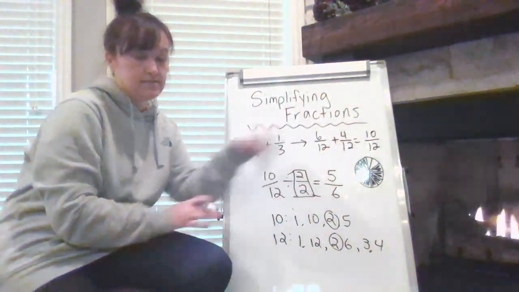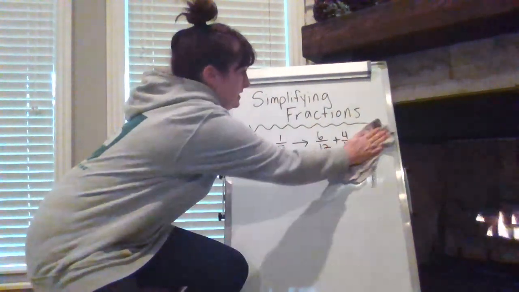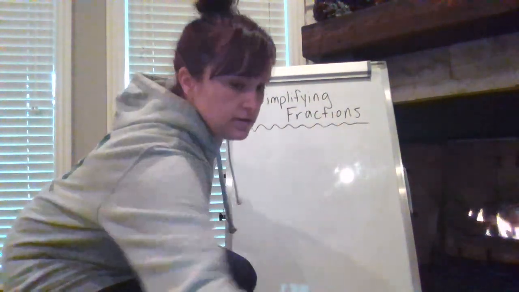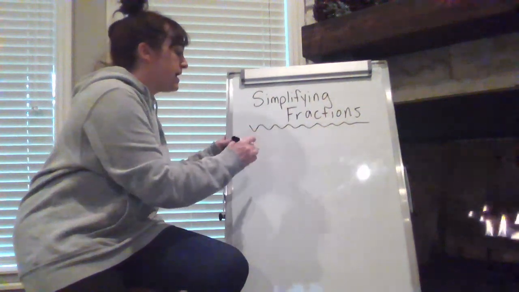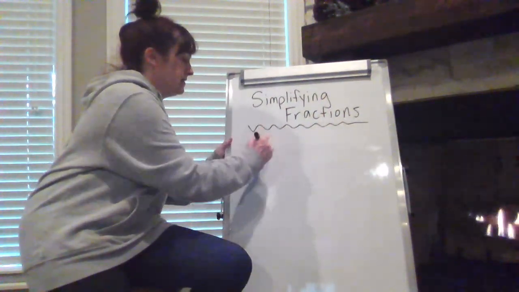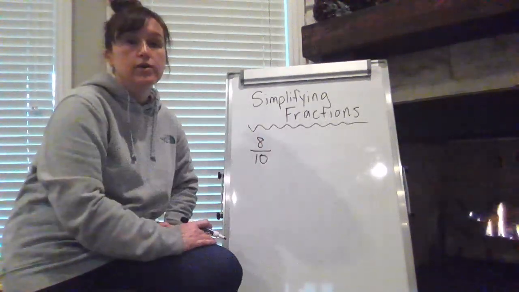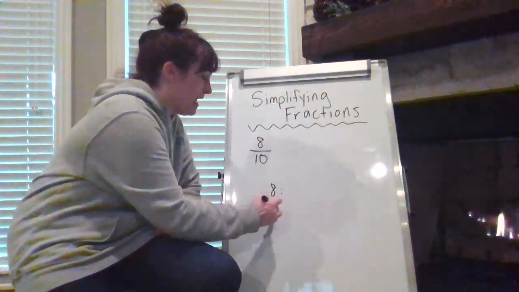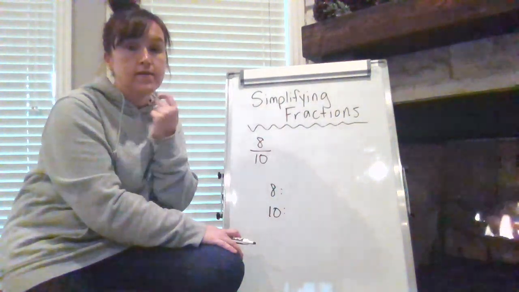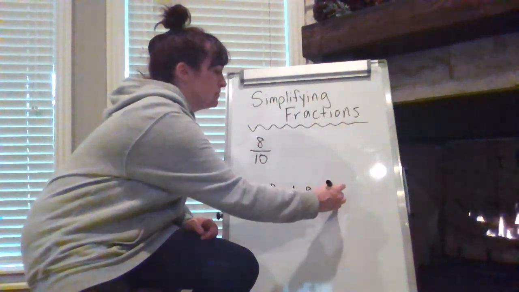Okay. We haven't really done this much, so I'm going to do another example. Let's get rid of this. And let's see if we can simplify the fraction 8/10. Okay, so I'm going to write my 8 and my 10. And I'm going to think of all of the factors I can for 8. Well, 1 times 8 and 2 times 4.